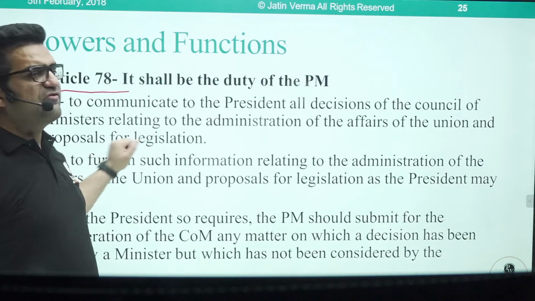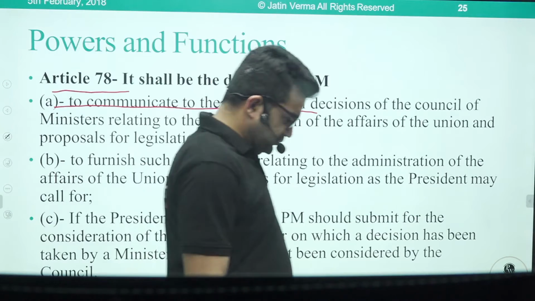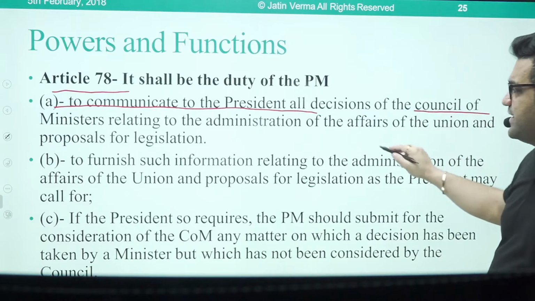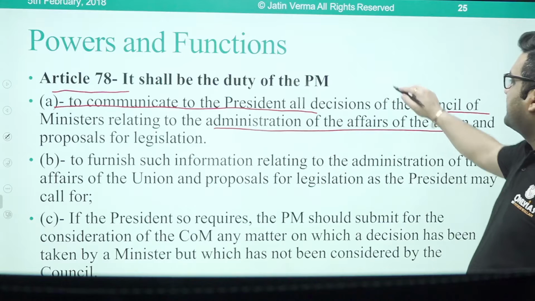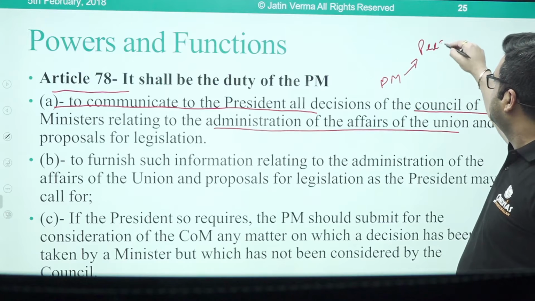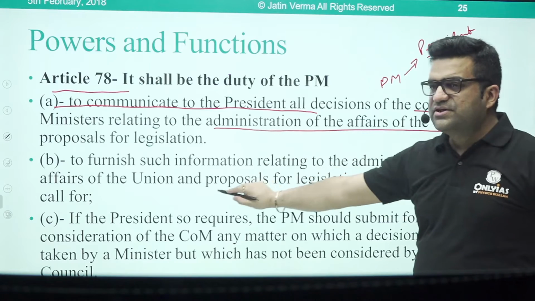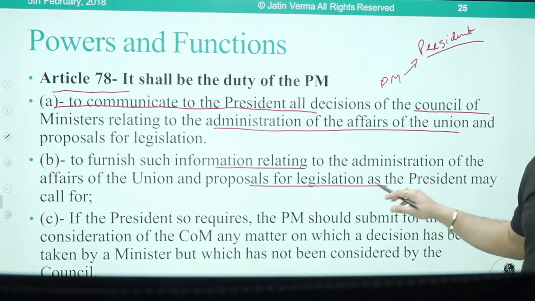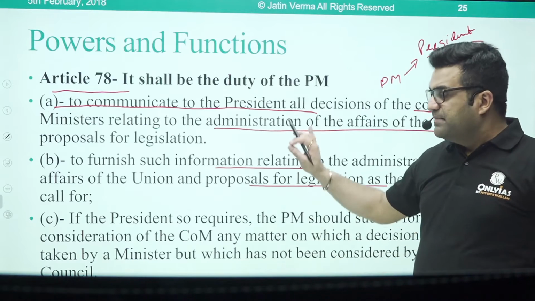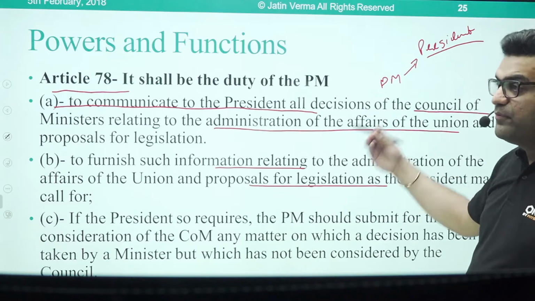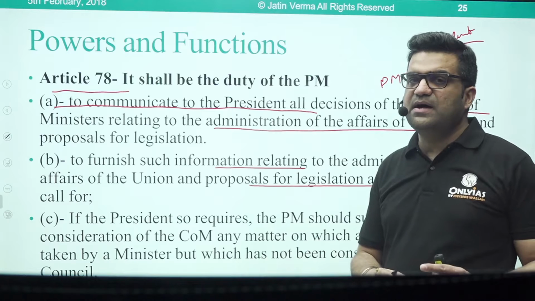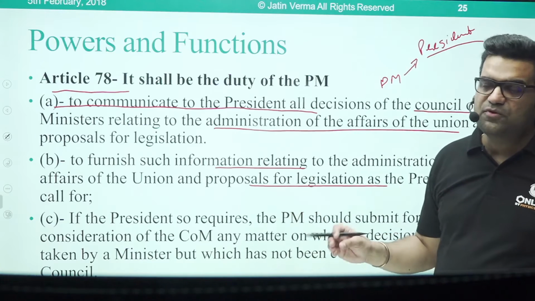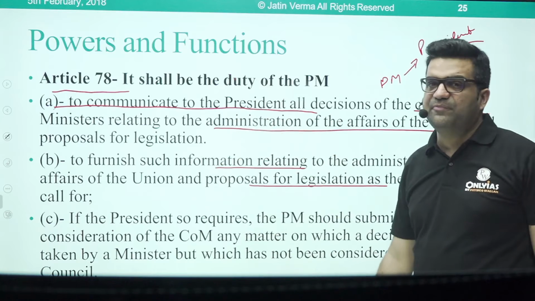Article 78: it shall be the duty of the Prime Minister to communicate to the President all the decisions of the Council of Ministers relating to the administration of the affairs of the Union. So the Prime Minister should keep the President informed, and furnish such information on which a decision has already been taken. But some of the proposals for legislation are not known to the ministers. The President should also be informed about proposals for legislation which haven't yet been introduced in Lok Sabha, but which the Prime Minister and the Council of Ministers are considering. Even if they are mere proposals, they should inform the President about them.